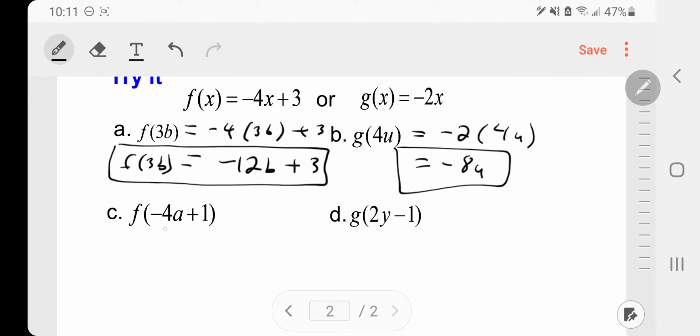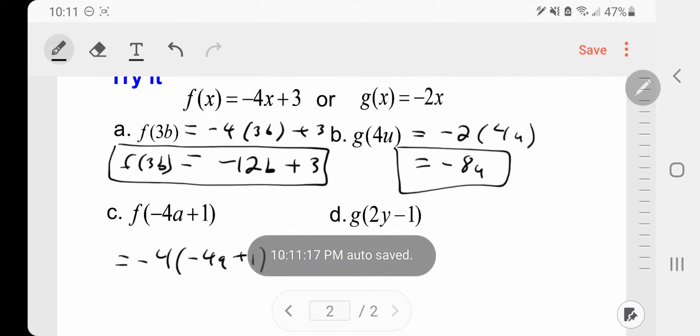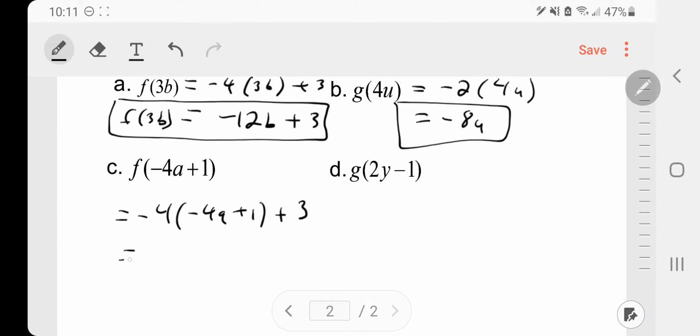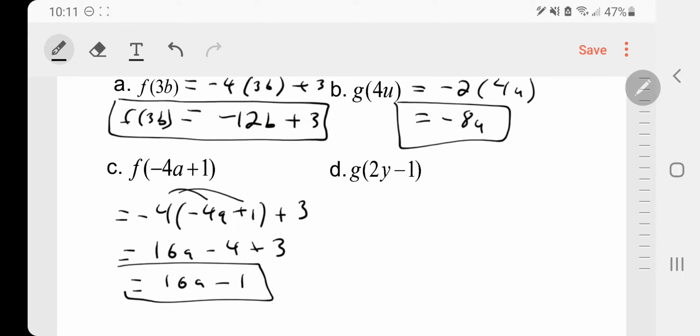Okay, so now the next one, we have f of negative 4a plus 1. This has two terms to it. You got to plug in the whole thing. Okay, so that's going to be equal to negative 4 times negative 4a plus 1 in parentheses, and then we also have that plus 3 piece at the end. Okay, simplify further. That's distributive. We get 16a minus 4 plus 3. And 16a minus 1 when I simplify it.